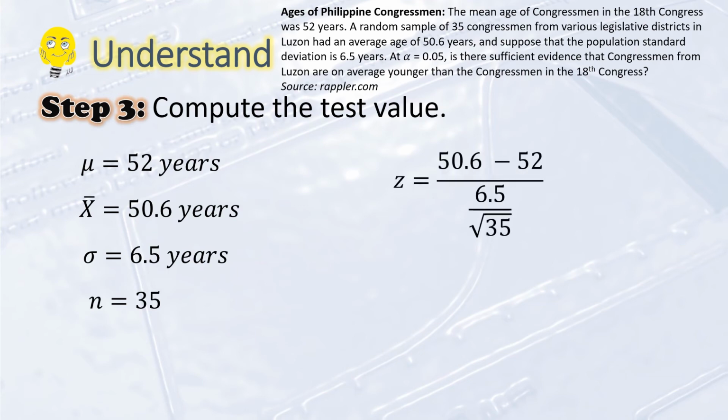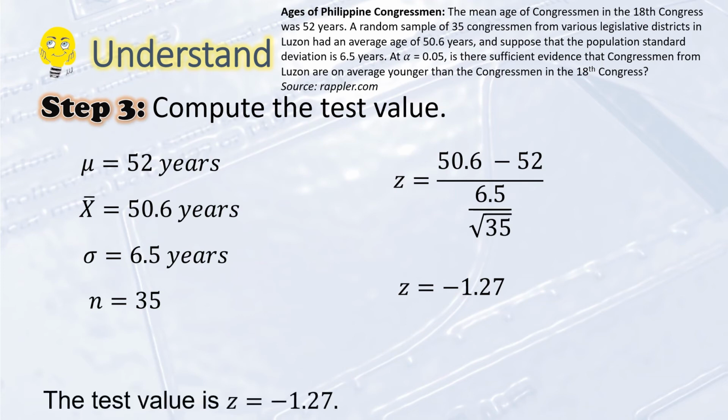Substituting these values to our formula, the z-test value will be equal to 50.6 minus 52 divided by the standard error given by 6.5 over the square root of 35. Using our scientific calculator, we will get z is equal to negative 1.27. So the test value for z in this example is negative 1.27.